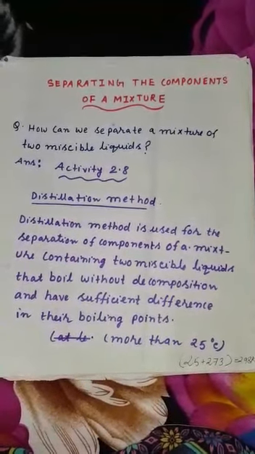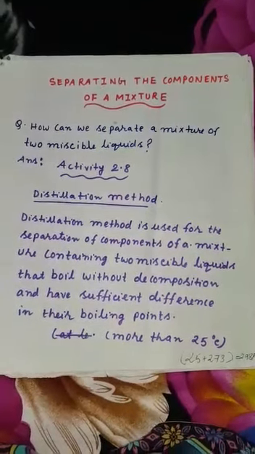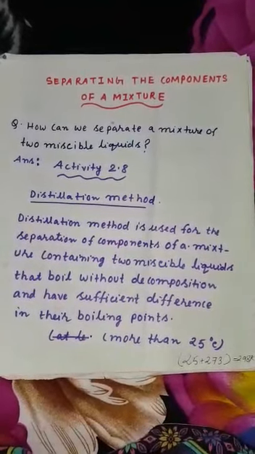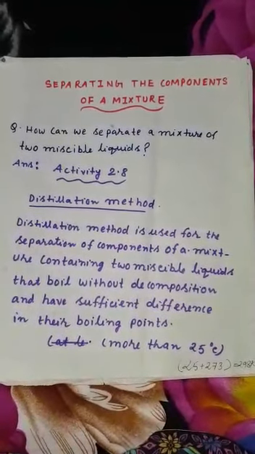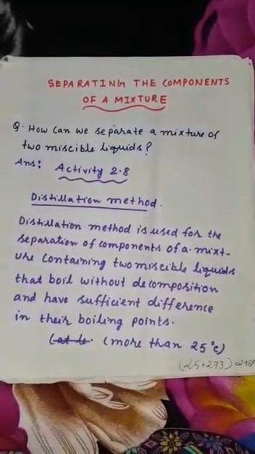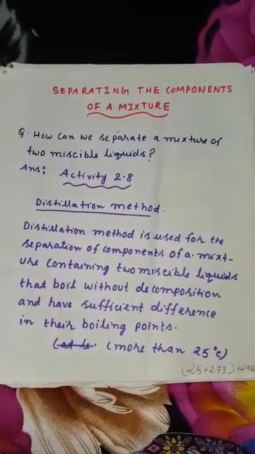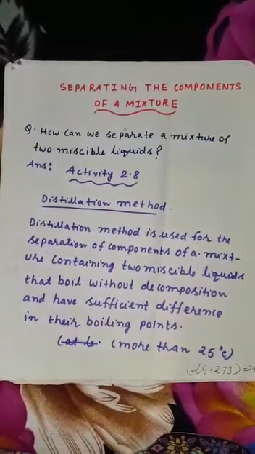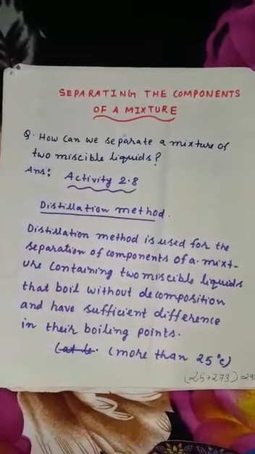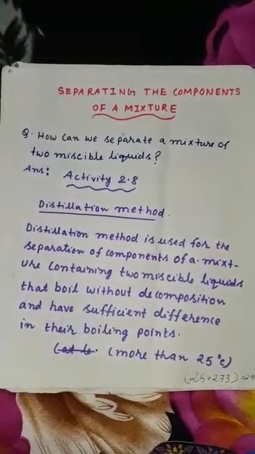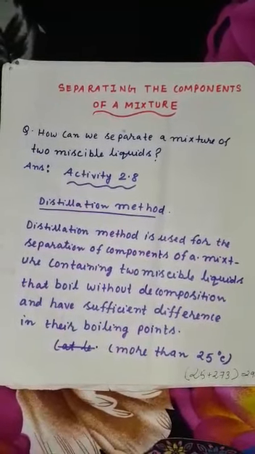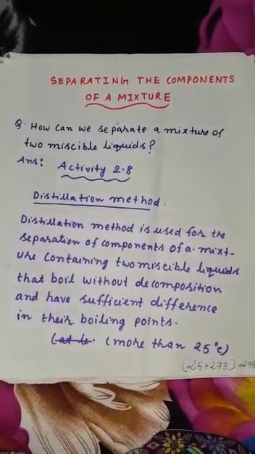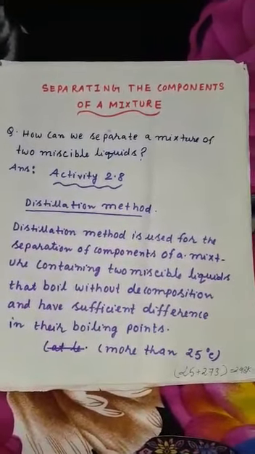Now, after arranging the apparatus, we will heat the mixture slowly. Since acetone vaporizes earlier than water, as its boiling point is less, acetone will rise up because it turns to vapor. When it passes through the condenser, it will cool down and turn to liquid again, and we will collect it in the beaker, and water will remain in the distillation flask. So this way we can separate a mixture of two miscible liquids having a sufficient difference in their boiling points.